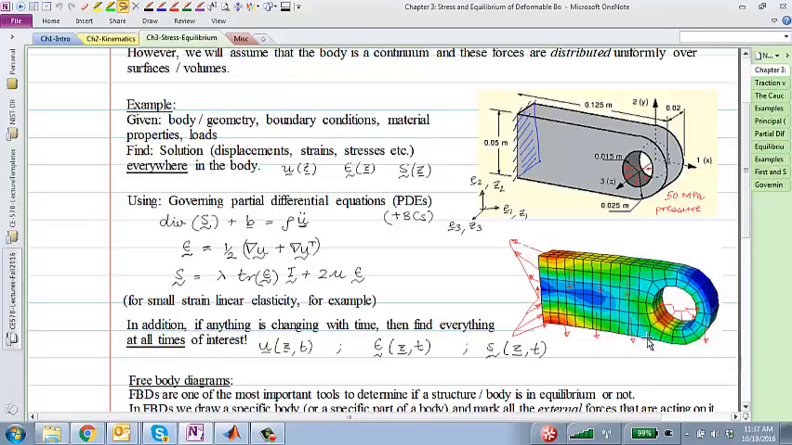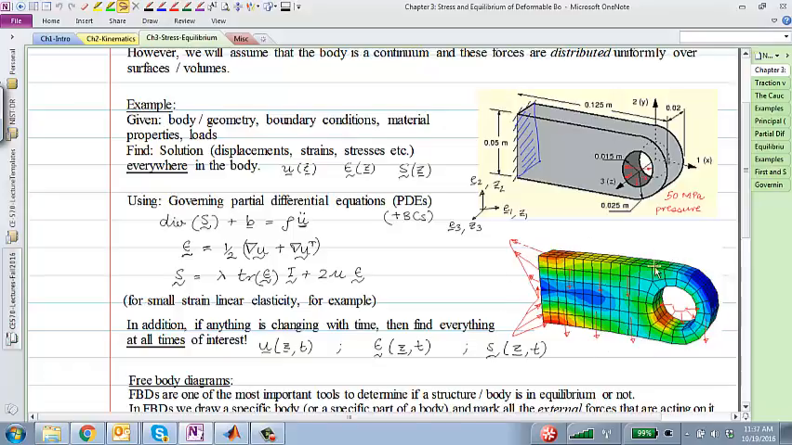If I have a spring of initial length L, and I apply a load P, then it's not in equilibrium in its initial undeformed configuration. It's only after deformation, when the spring goes down by some amount delta, that it is in equilibrium. So you always write equilibrium equations in the deformed configuration.